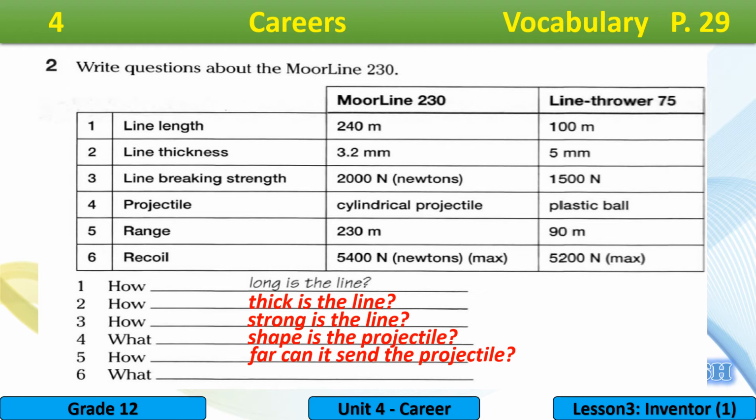And the last question, what is the maximum recoil? It is 5,400 newtons maximum. Excellent, my dear students.